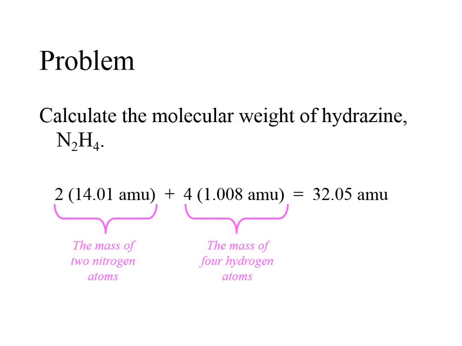So 2 times the decimal number for nitrogen, 2 times 14.01 AMUs, plus 4 times 1.008 AMUs.